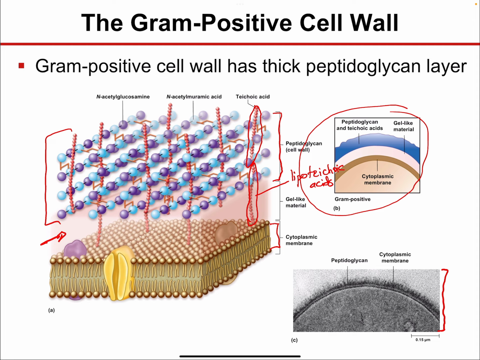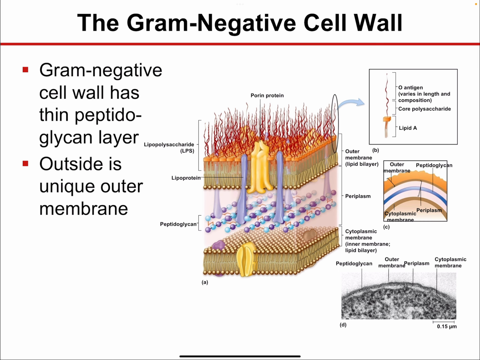Now, let's take a look at what the cell wall in gram negative looks like. In gram negative, first and foremost, we notice that the peptidoglycan is thin. Okay? The peptidoglycan is thin. Two, we have an outer membrane. That outer membrane is going to be made up of an inner leaflet here that is a phospholipid, while an outer leaflet here is made up of a complex molecule that we call lipopolysaccharide.